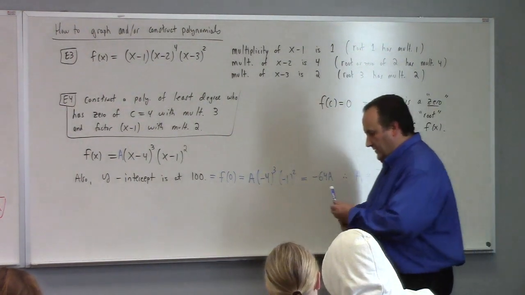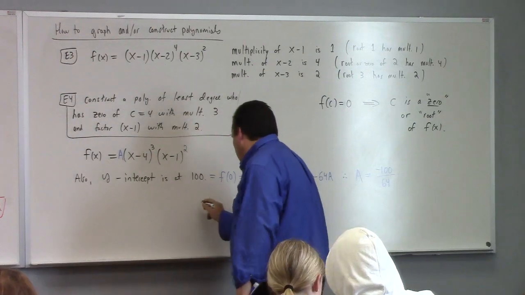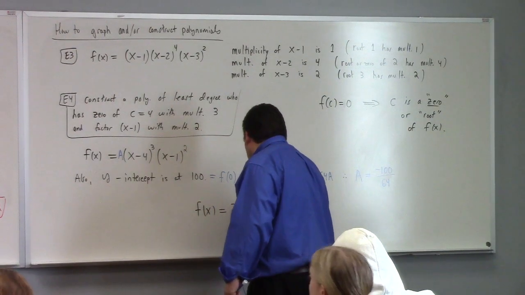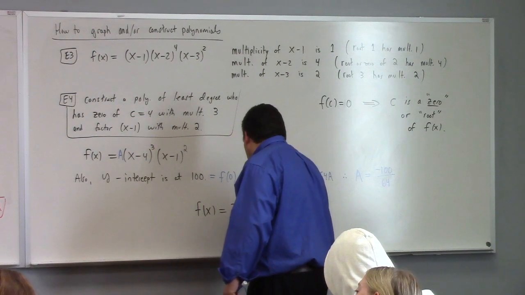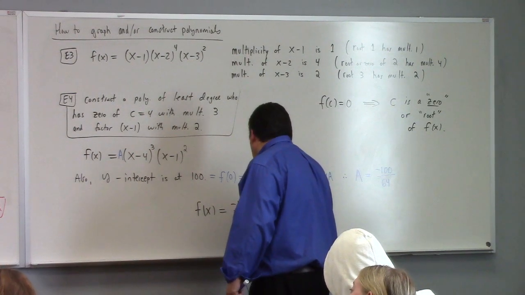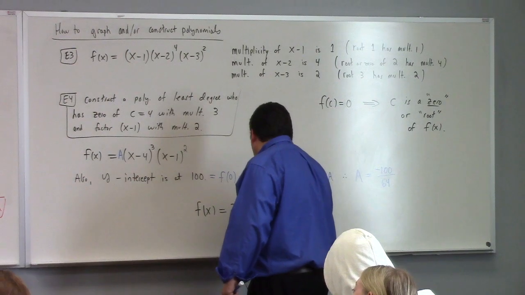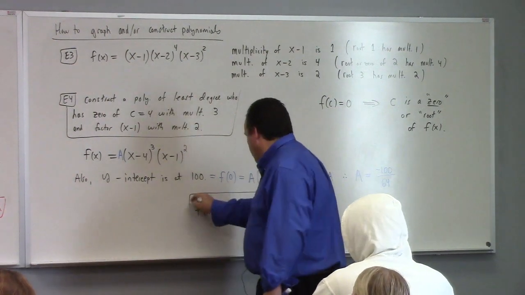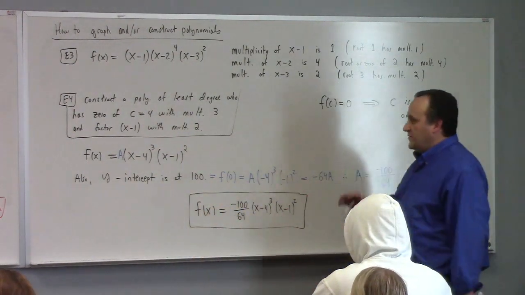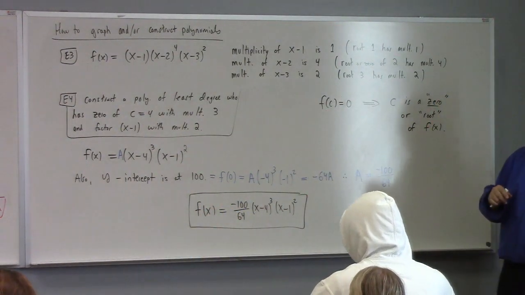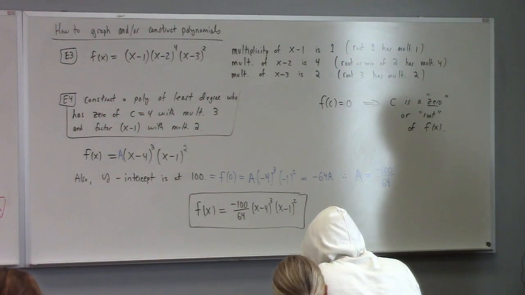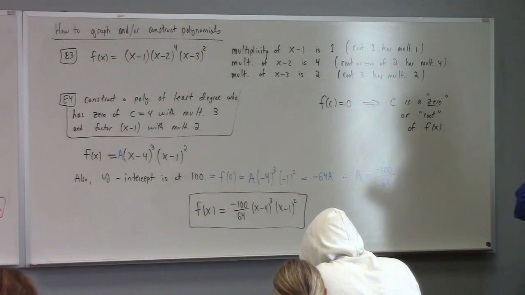The point is that the polynomial made to order here would just be f of x is equal to minus 100 over 64 times x minus 4 cubed times x minus 1 squared. Okay, that's how we can construct a polynomial that has the zero of multiplicity 3 that we want, a factor with multiplicity 2, and the y-intercept that we so desire, right?